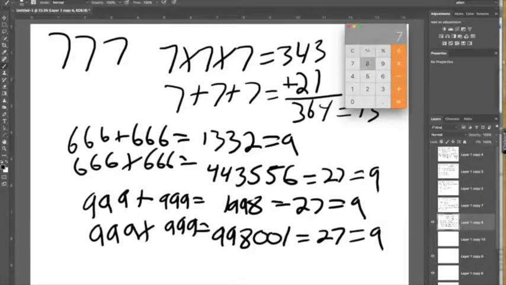So if you go 789 times 789, it equals that, right? So you got 8, 10, 15, 18, 666, and 9. 18 is 9, right? All right, so let's go 852 times 852. So you got 9, 14, 18, 27. So you got 9 again.